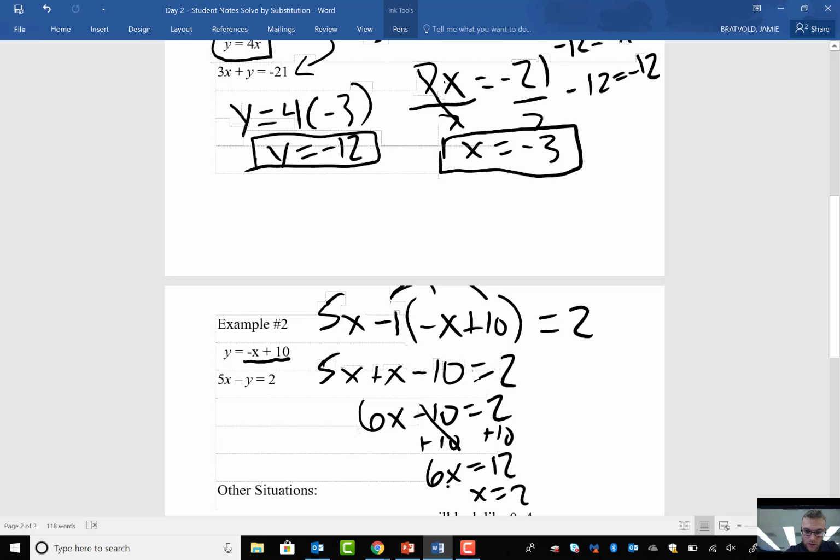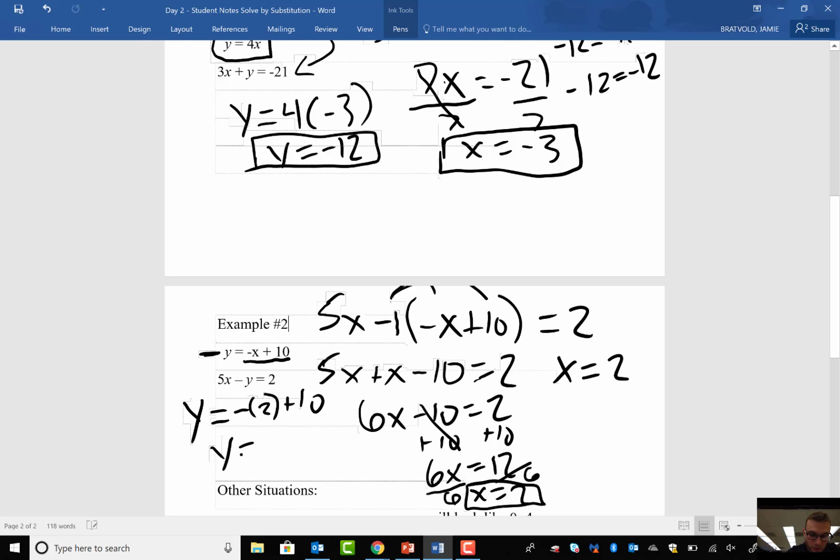Make sure we divide by 6, sorry. Going a little faster. 12 divided by 6 is 2. Okay? So that is our first answer, x equals 2. Okay, so let's plug it back in to one of our originals. y equals, so I'm going to plug it into this one right here. y equals negative 2 plus 10, and that is going to be a positive 8.